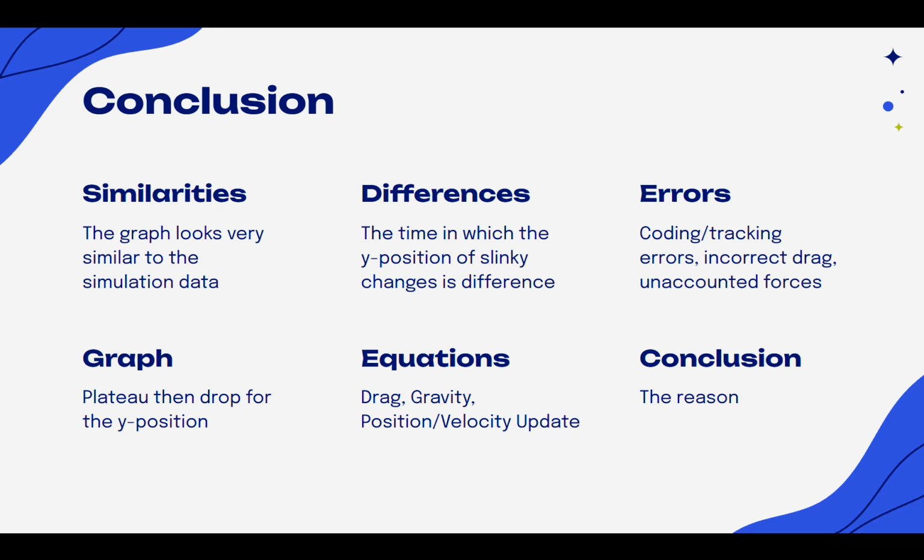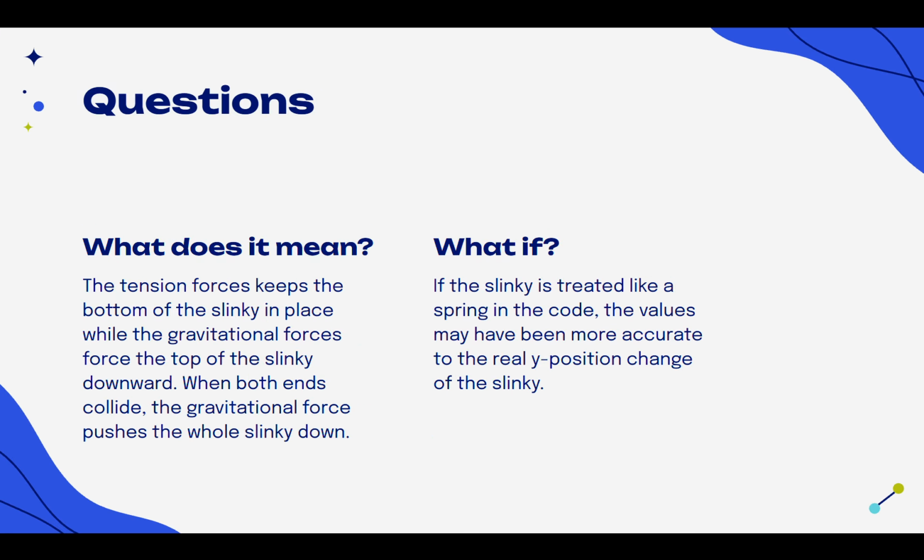The equations used were drag, gravity, and position and velocity update. The conclusion is that the reason there's a drop is because the force of gravity pushes the top downward, while tension keeps the bottom still until it compresses and the gravity force overwhelms tension and the entire slinky goes down to the ground.